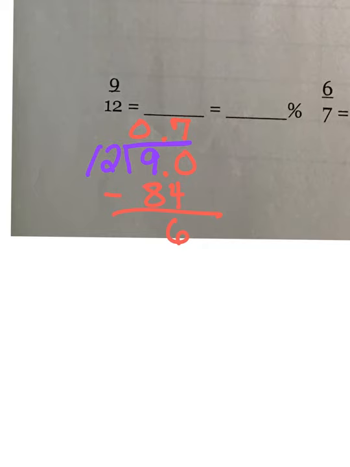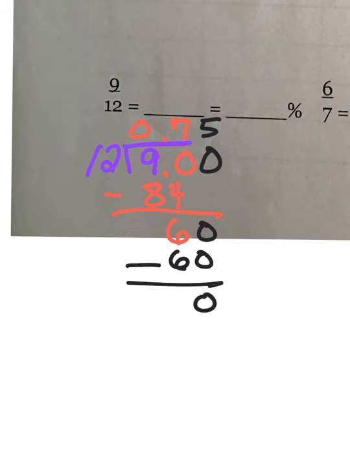Now, it did not come out evenly, so I am going to add another 0. Now I can bring it down and divide again. Does 12 divide into 60? Yes, it does. It goes 5 times. 5 times 12 is 60. It goes evenly. So I know my answer, 9/12, is equal to 0.75 or 75%.